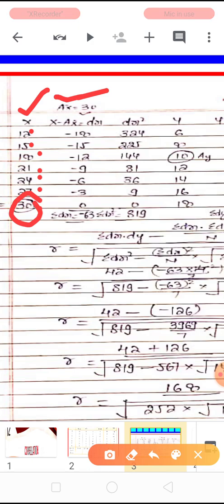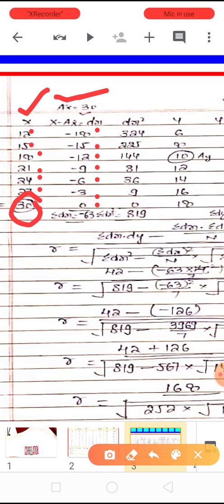Now the same procedure needs to be done. This time assumed x is 30, so x minus assumed x is dx. So 12 minus 30 is minus 18, 15 minus 30 is minus 15, 18 minus 30 is minus 12, 21 minus 30 is minus 9, 24 minus 30 is minus 6, 27 minus 30 is minus 3, and 30 minus 30 is 0.